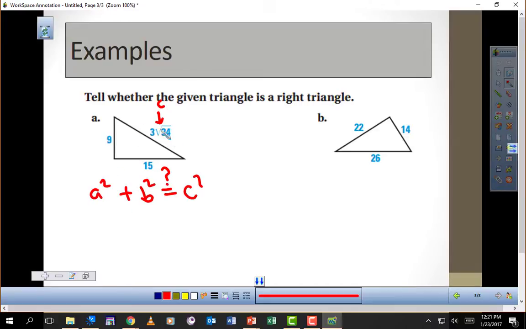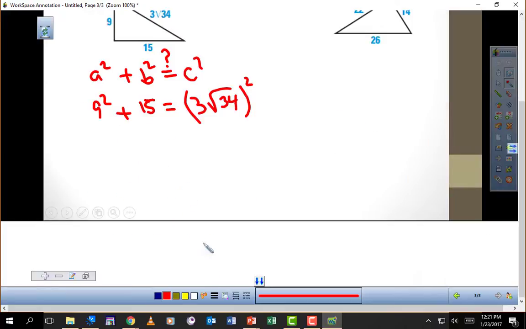So if I put the numbers in where they belong, I get 9 squared plus 15 squared is equal to 3 square root 34 squared. Okay, now you can use a calculator to help you in some of these calculations if you don't know the answers off the top of your head. Most of you, I hope, know what 9 squared is, right? 81.